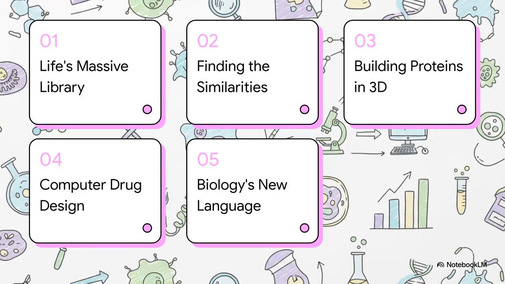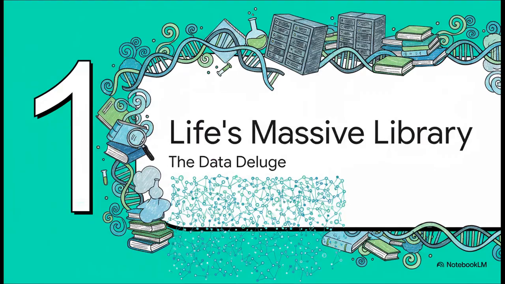Okay, so here's our roadmap for this explainer. We're going to start with the data explosion that created this whole challenge. Then we'll get into the main technique we use to find meaning. After that, we'll check out some incredible real-world uses, and then zoom out for the big picture. All right, first up, this massive library of life.